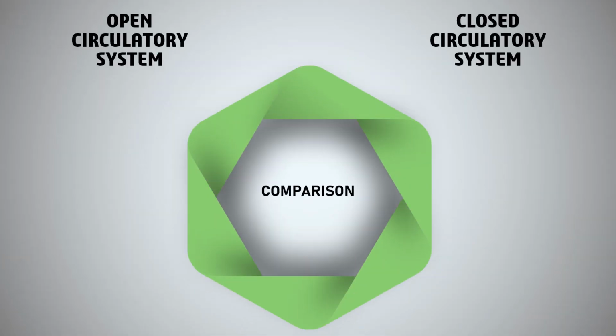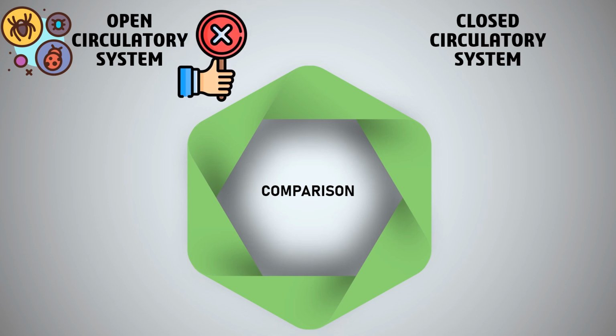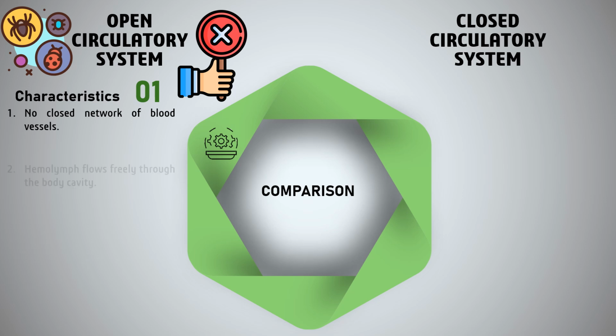Here's a comparison of open and closed circulatory systems. An open circulatory system is a type of circulatory system found in some invertebrate animals, such as insects, crustaceans, and mollusks. In this system, the circulatory fluid called hemolymph bathes the organs directly and is not confined to blood vessels. It is characterized as having no closed network of blood vessels. The hemolymph flows freely through the body cavity.